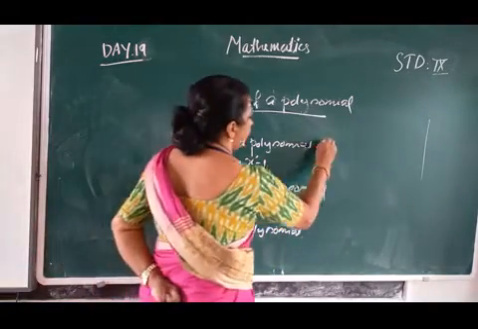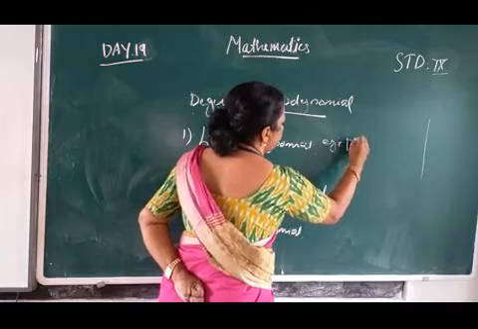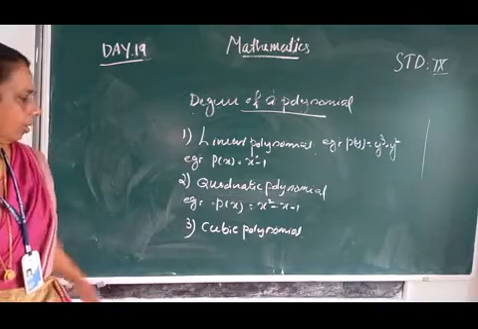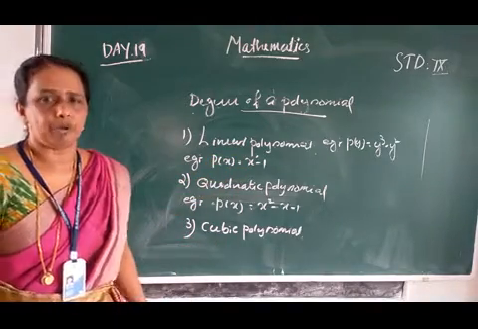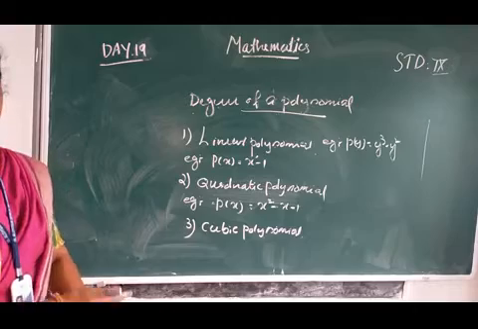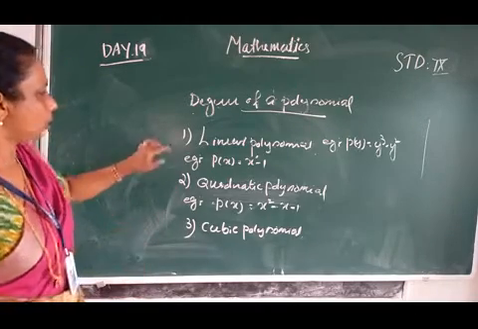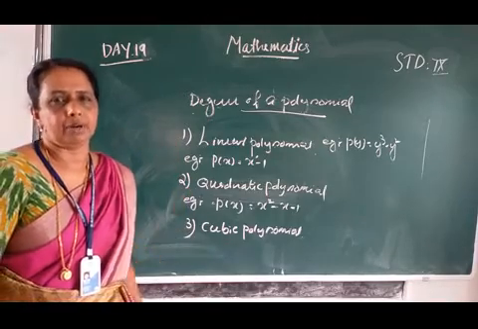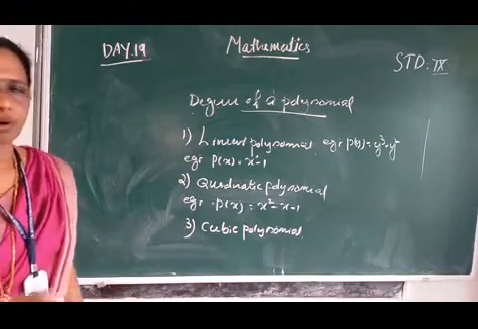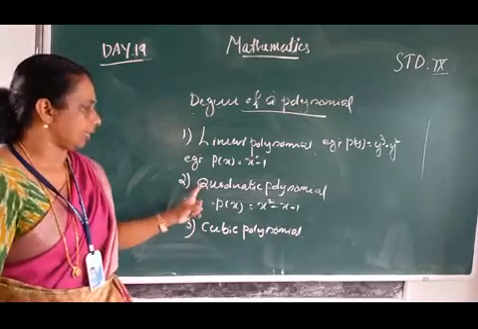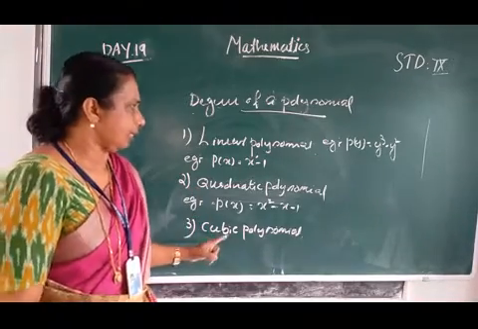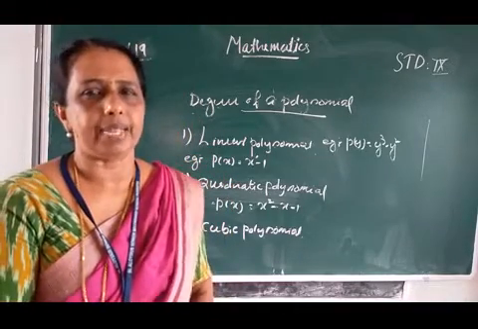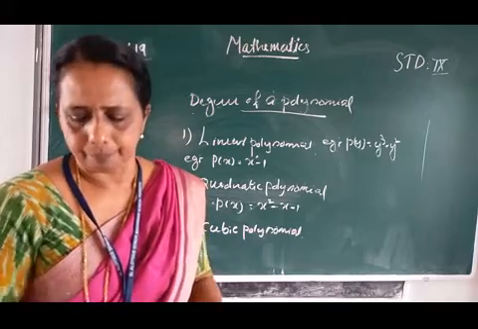Example, we can write here, p of y is equal to y cube minus y square. It is a cubic polynomial. That is the classification of polynomials based on its degree. First one is linear polynomial, having degree 1. A polynomial having degree 1 is called a linear polynomial. A polynomial of degree 2 is called a quadratic polynomial. A polynomial of degree 3 is called a cubic polynomial. This is the classification of polynomials based on its degree.